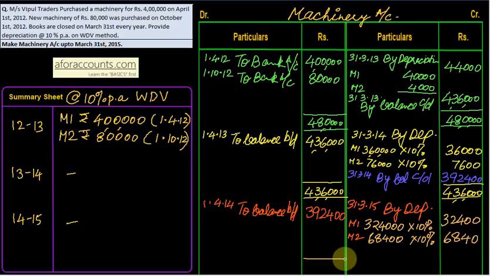So just take the total, 3,92,400. And as on 31/3/15 by balance carried down: 3,92,400 minus 32,400 minus 6,840 comes to 3,53,160. That is your balance. So an easy question on WDV. We'll do more questions on the written down value method now.